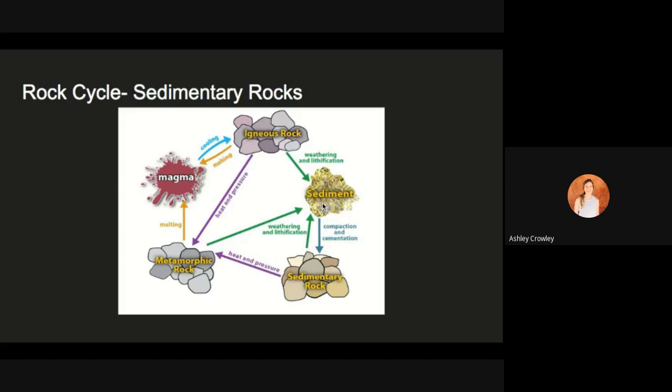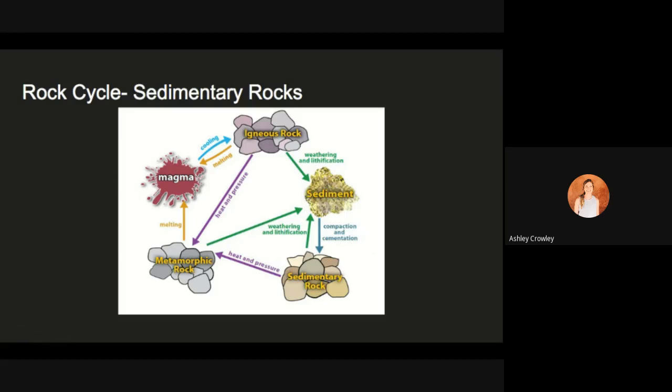When I think of sediment, and this is because I grew up in Alabama, I think of the red dirt. A lot of times you might see red or gray or these tan colored rocks, and that is going to be a sedimentary rock because it's made out of sediment.